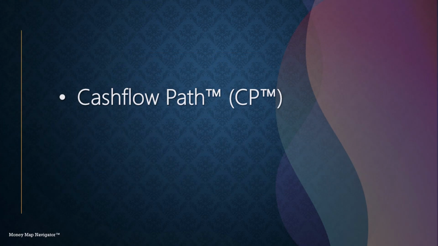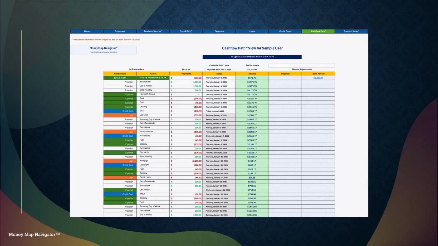Cash Flow Path. The execution layer and foundation of Money Map Navigator. It is where the system actually runs. By aligning your real provisions with your real obligations, Cash Flow Path gives you a forward-looking, month-ahead plan so every decision is made with clarity, control, and intent. This is what sets Money Map Navigator apart from traditional budgeting tools and subscription apps. Most systems track what already happened. Cash Flow Path helps you decide what happens next.